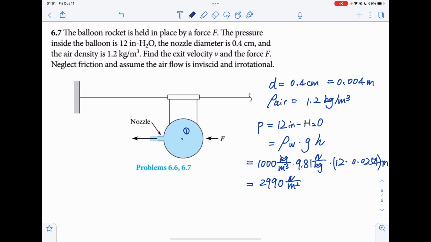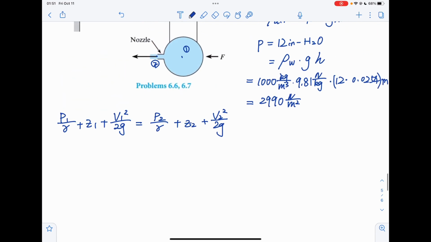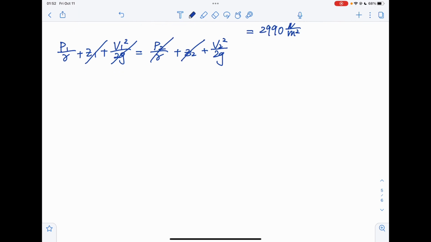Let's say this is point 1 and this is point 2. So we're going to use the Bernoulli equation with the pressure to find the velocity at the nozzle here. So let's write down Bernoulli's equation: P1 over gamma plus Z1 plus V1 to the power of 2 over 2g equals P2 over gamma plus Z2 plus velocity squared over 2g. Because we don't have any flow inside the balloon, this term is 0 and Z1 equals Z2, so it can be cancelled out. And P2 is open to the air, so it's also 0, which leaves us only the P1 and the V2 terms.